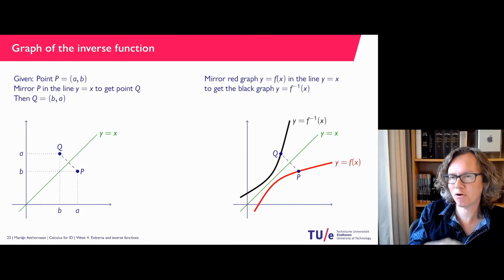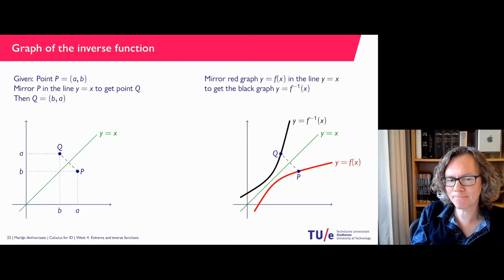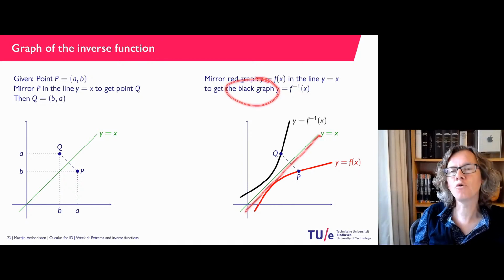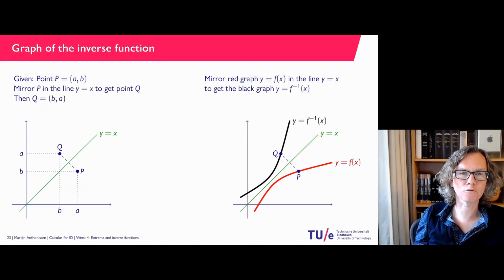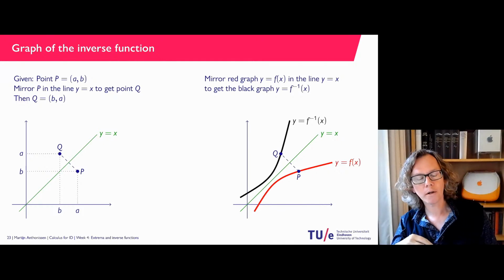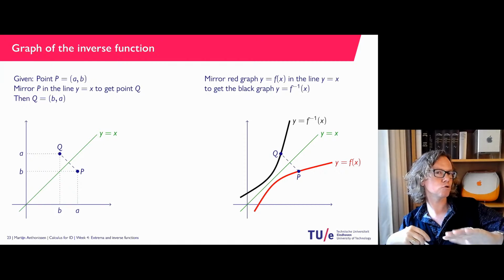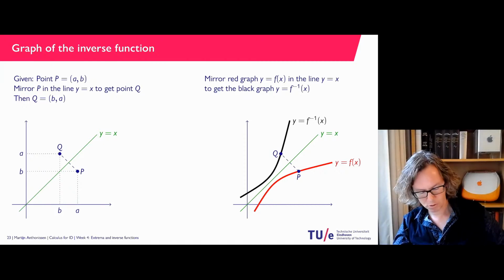Now, you can prove that. It's not very difficult, but then again, it's a little bit technical, so I'm not going to do that now. If you're interested, I'll happily spend more time on that. But just for now, if you have the red graph, if you mirror it in y equals x to get the black graph, then you have found the graph of the inverse function. So that helps quite a lot. So if you have a function and you want to know what the inverse looks like, you can just mirror it in y equals x. Okay, that's great.